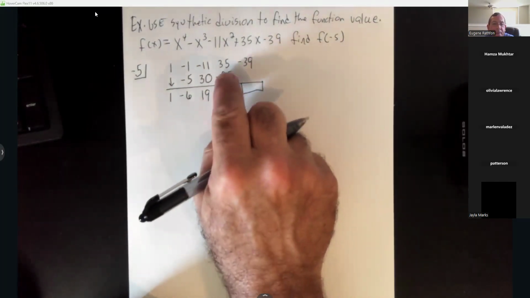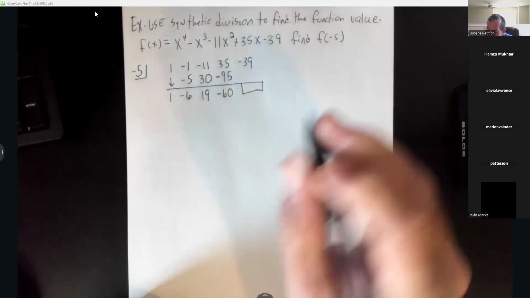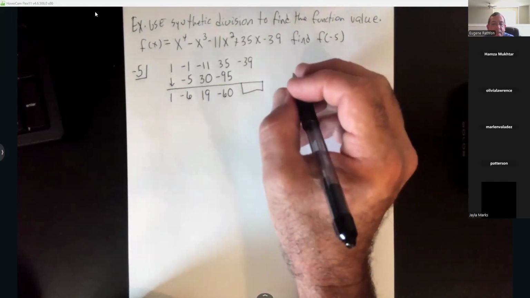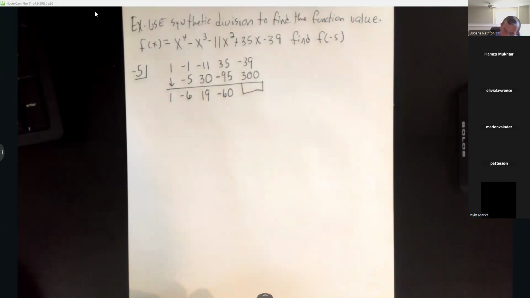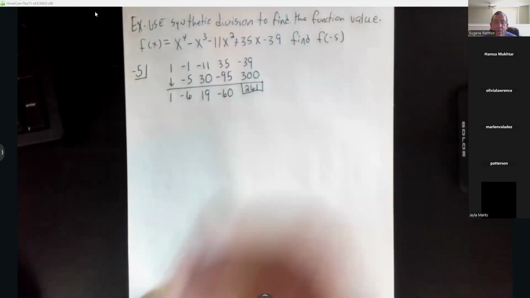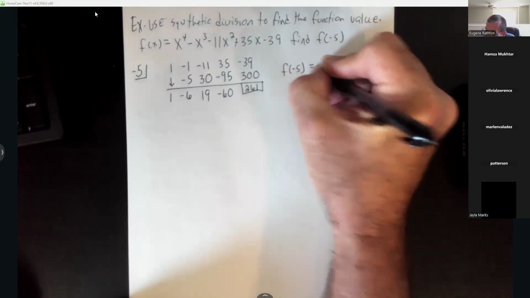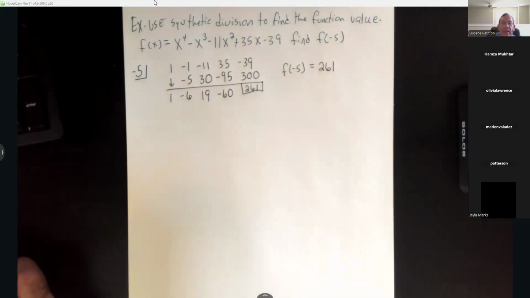All right, y'all. So I got a 35 and negative 95. That's a negative 60. All right, so let's see what we got. Negative 60 times negative 5 is a positive, what, 300? And adding that gives me 261. So that means f of negative 5 equals 261. So y'all, let me show you on the calculator. You're going to get the same thing if you actually punch them numbers in.